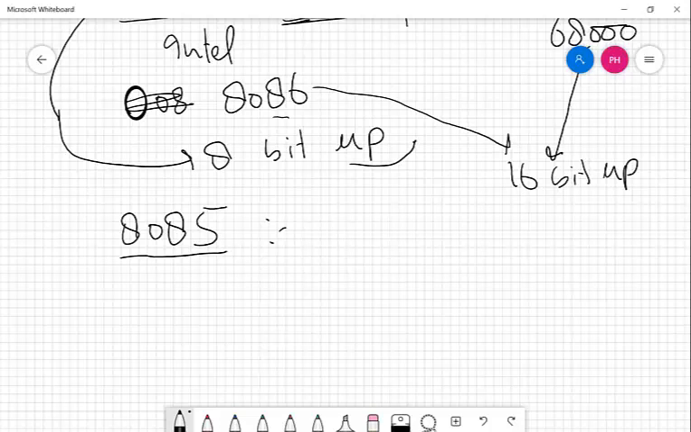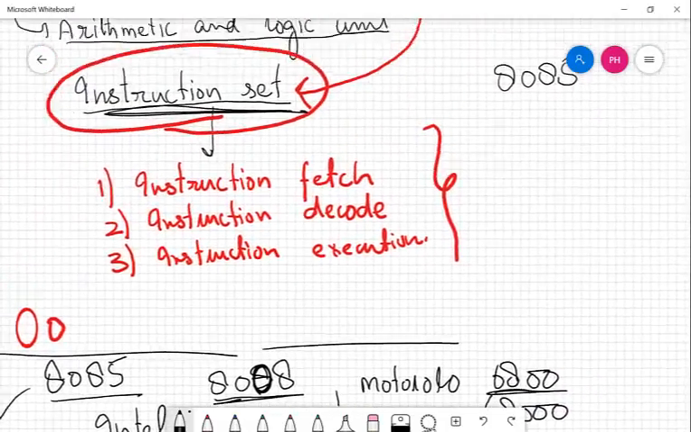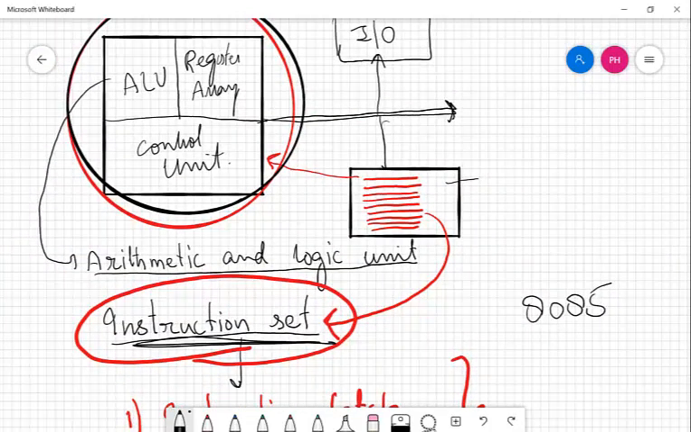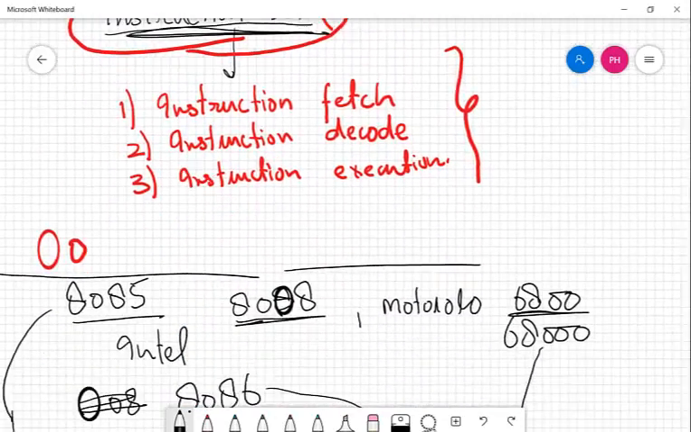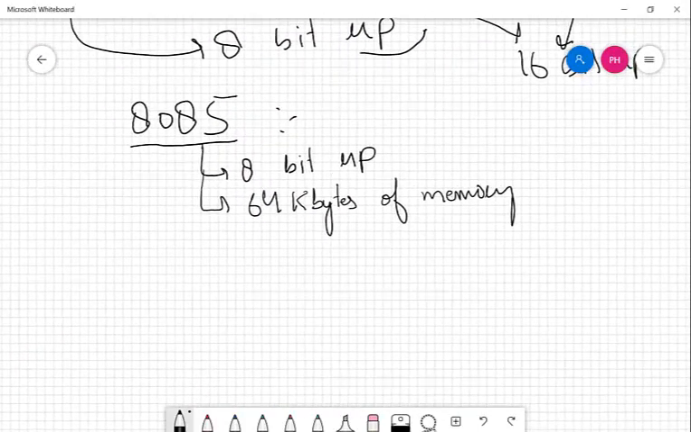So first of all, it's an 8-bit microprocessor. We know that by now. And there's another thing you may want to know. It can handle 64 kilobytes of memory. That means we can attach a maximum of 64 kilobytes of memory to it. Why is it so? Why not 128 kilobytes? Why not more than 64 kilobytes? What decides how much maximum memory we can attach to a processor?